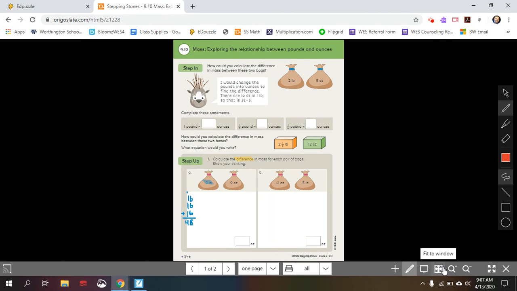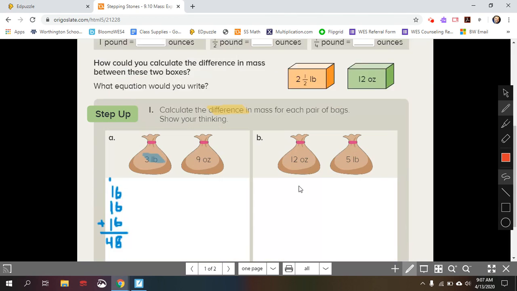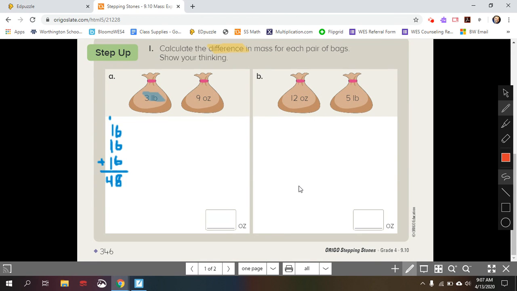So we're going to keep focusing on page 346, and we're going to look down here at the bottom for A and B in our step up. And again, it's the same type of problem we were doing at the top. We're going to figure out the difference in mass for each pair of bags when they want us to show our thinking. So if we look here at A, again, it's just like what we did earlier.